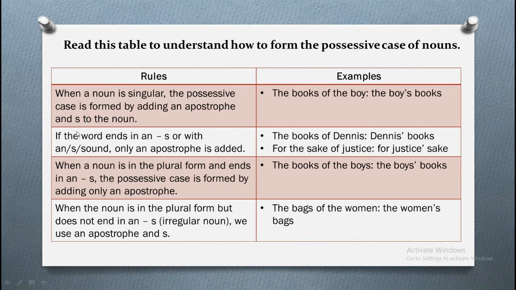So a word already ending with S, for example, birds. You cannot use two S sounds together. So that's why whenever the word ends with an S, we do not use another apostrophe S with it. Instead, we only add an apostrophe. We remove the S after the apostrophe.